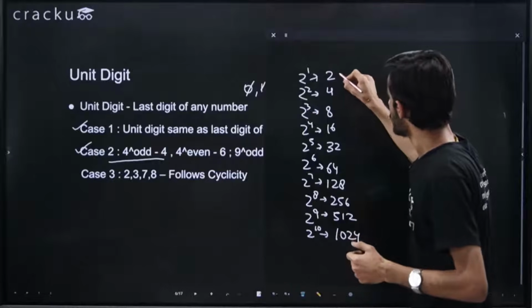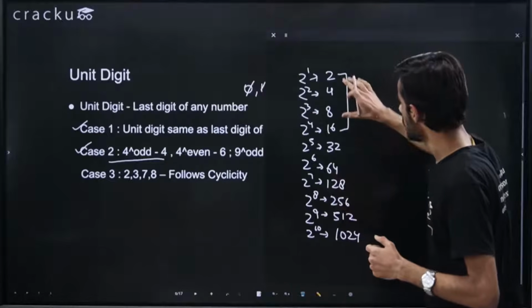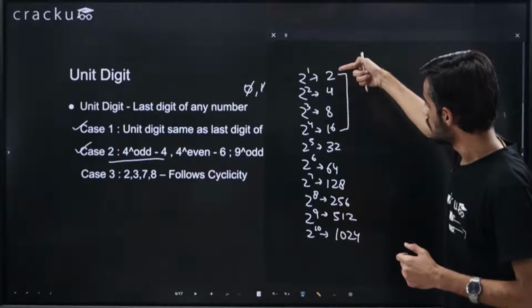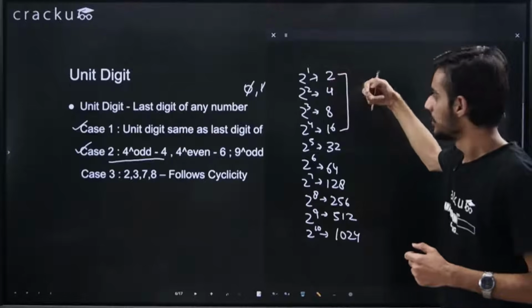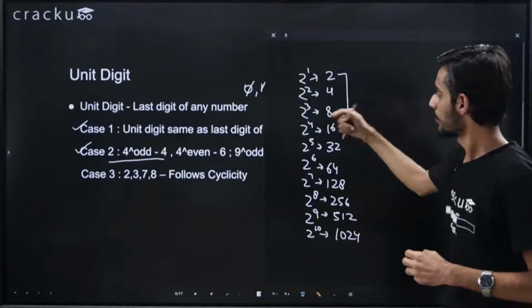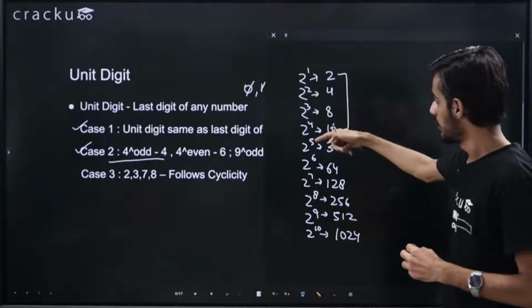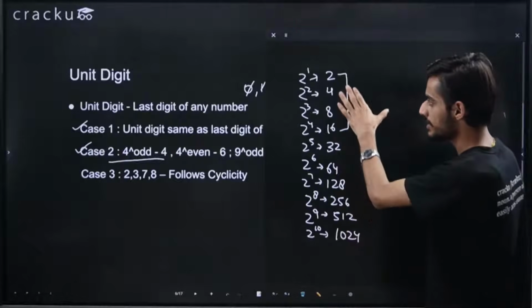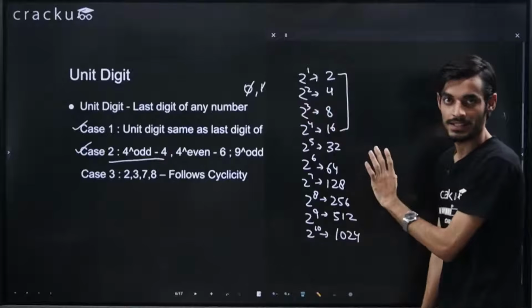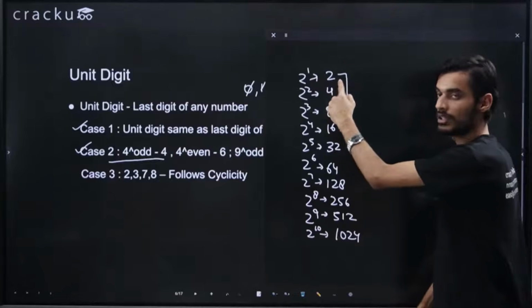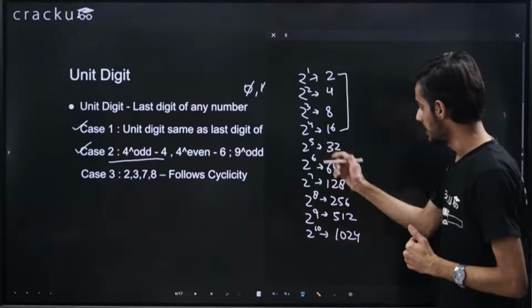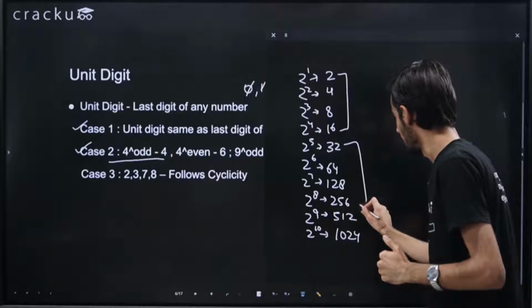See, after the initial 4 values, you can see that the unit digit is getting repeated. So 2 raised to the power 1 is 2, 2 raised to the power 2 is 4, 2 raised to the power 3 is 8, 2 raised to the power 4 is 16. So the unit digits are 2, 4, 8 and 6. Just look at the unit digit. That is 2, 4, 8 and 6.